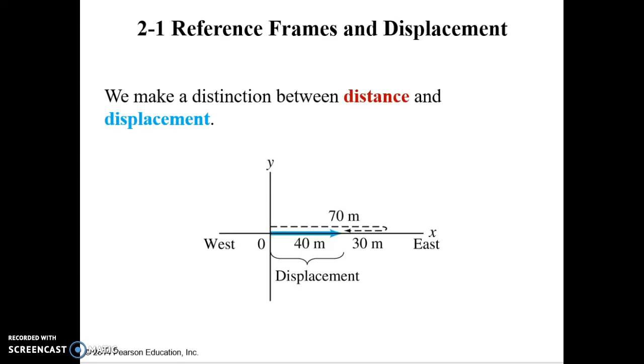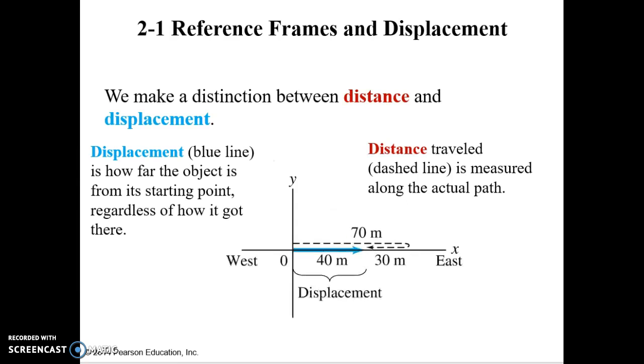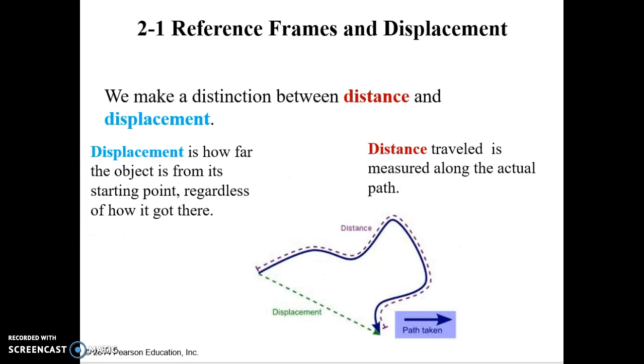The first concept you're going to learn is the difference between distance and displacement. Distance is the actual path traveled by an object as represented on the graph by the dashed line. And displacement is the measurement between the starting and the end point. In this particular case, the actual path traveled is 70 meters, but the displacement is only 40 meters.